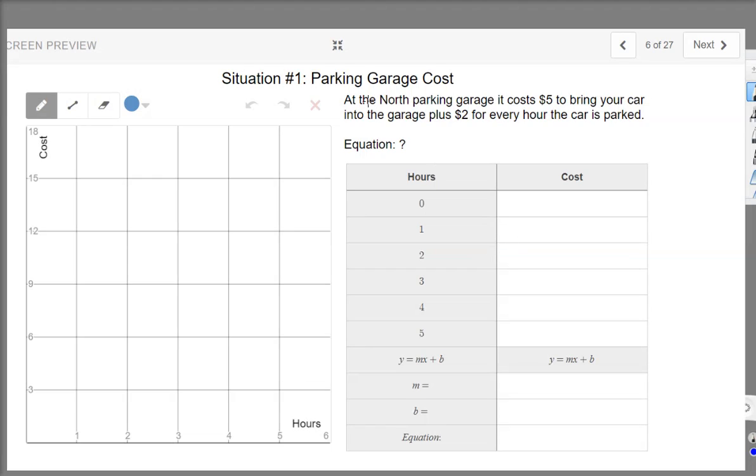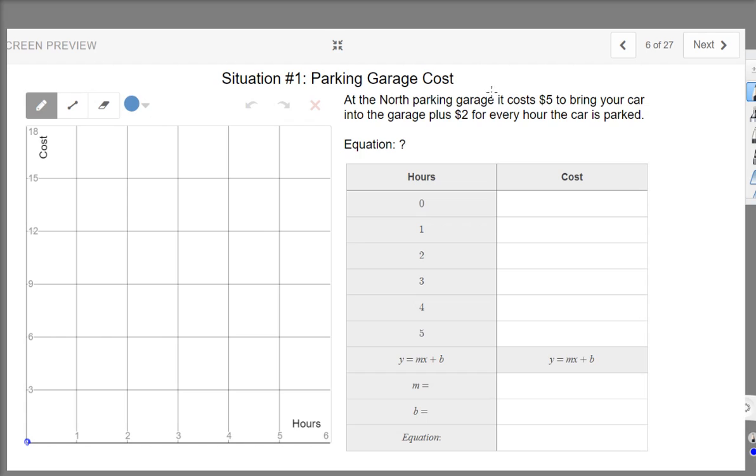Okay, for slide number 6, at the north parking garage, it costs $5 to bring your car into the garage, plus $2 for every hour parked. So 2 plus 2 plus 2. All right, so let me plot those points. Actually, I can't even plot those points because I don't have any. So I'm going to have to fill in this table.